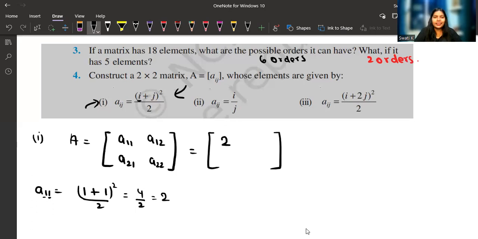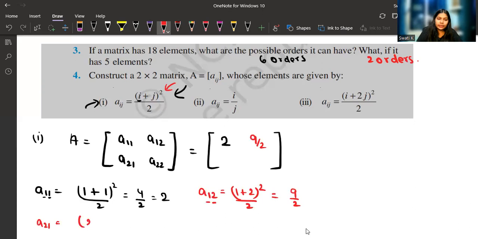That is it. Next is we have to find A12. That means I is 1 now, and J is 2. Again by putting over here, it is 1 plus 2 whole square upon 2. Now 1 plus 2 is 3. 3 square is 9, so it is 9 by 2. Let's write it fractionally, 9 by 2. Now the next one we have A21. That means I is 2 and J is 1. So it is again going to be the same one, only 2 plus 1 square upon 2. 2 plus 1 is 3, 3 square is 9, 9 by 2. We got this also as 9 by 2.